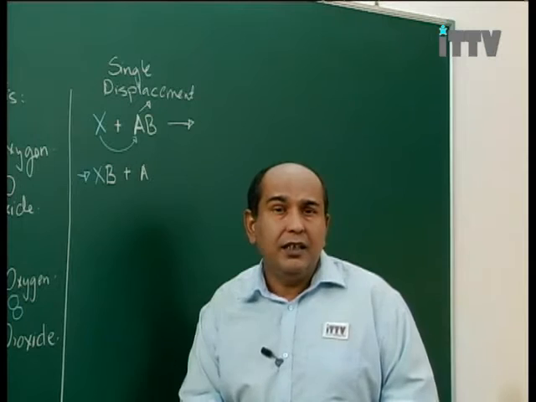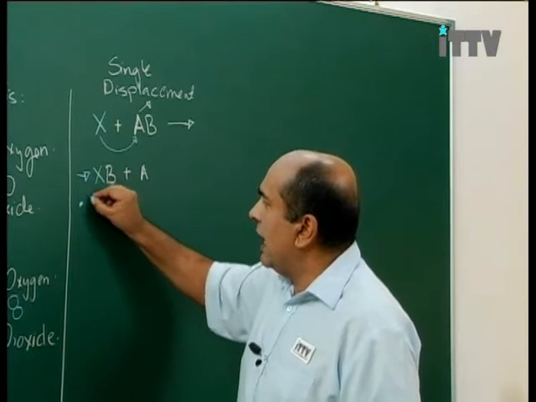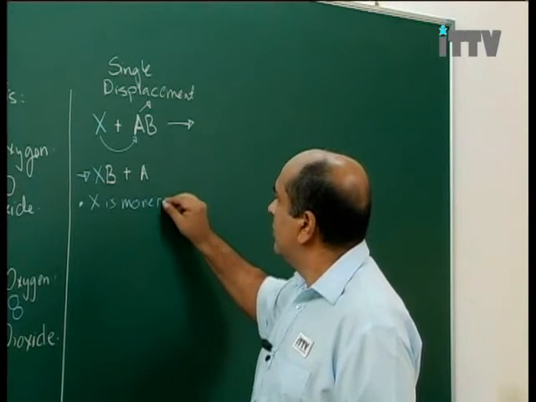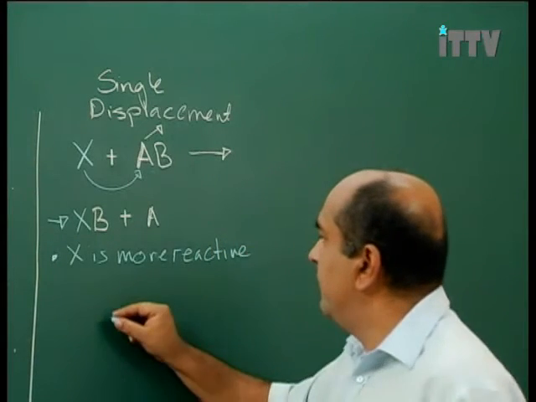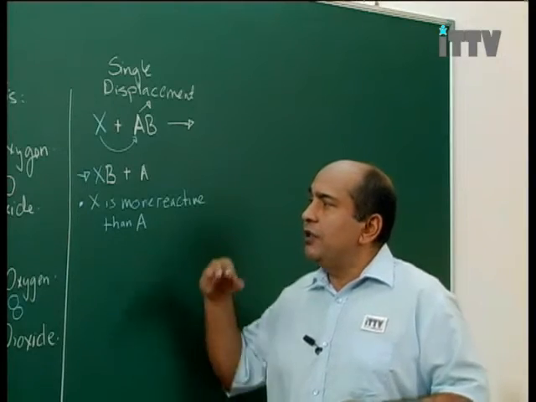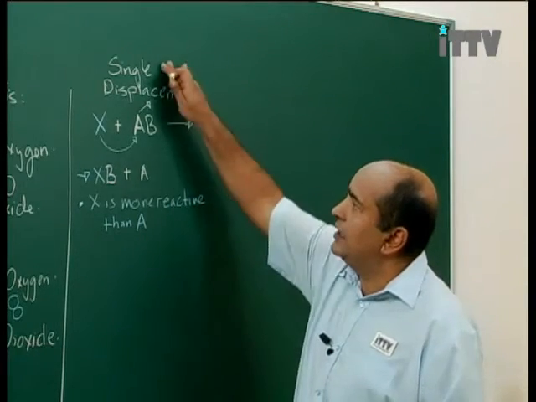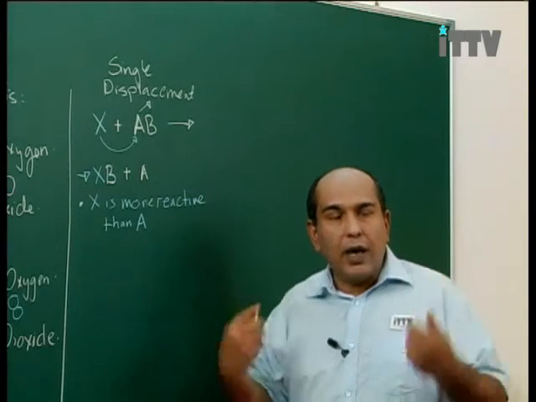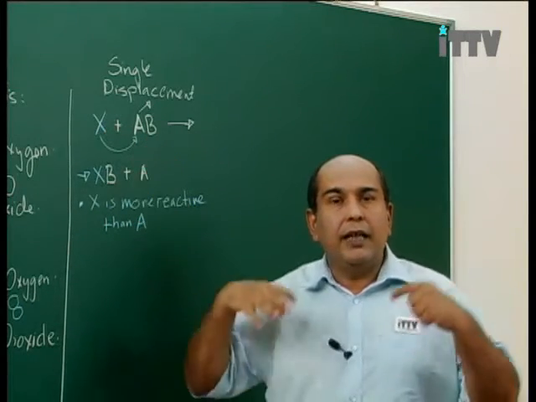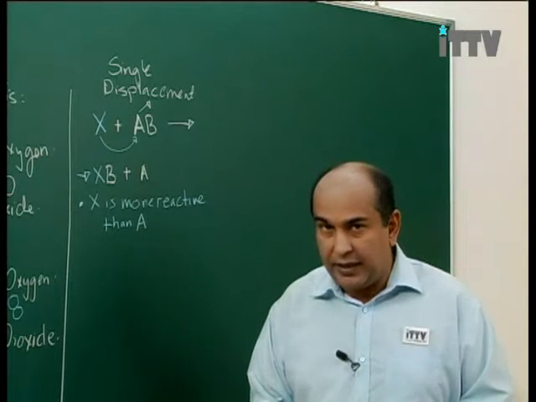Now, for this reaction to occur, X must be more reactive than A. So make a point here. X is more reactive than A. Very important that you remember this, because if X is less reactive than A, then no reaction will take place. So this is what we call a single displacement, where one element reacts with a compound. So that's what you've got to keep your eye open for, an element and a compound. And the element will replace or displace another element in the compound because it is more reactive.